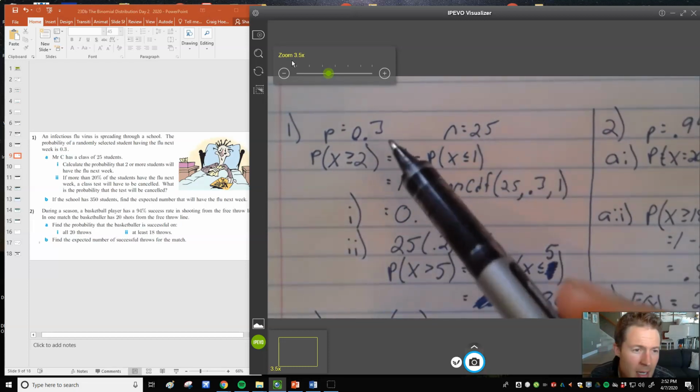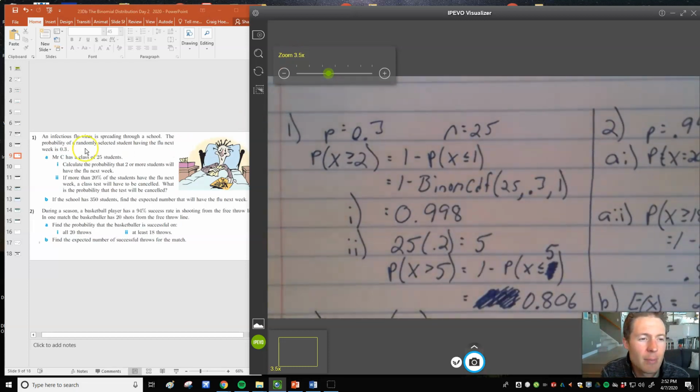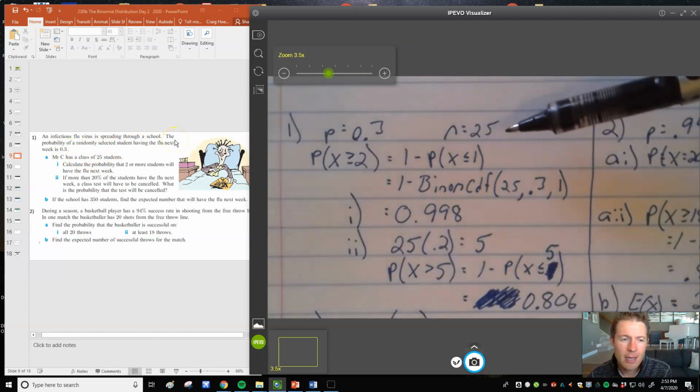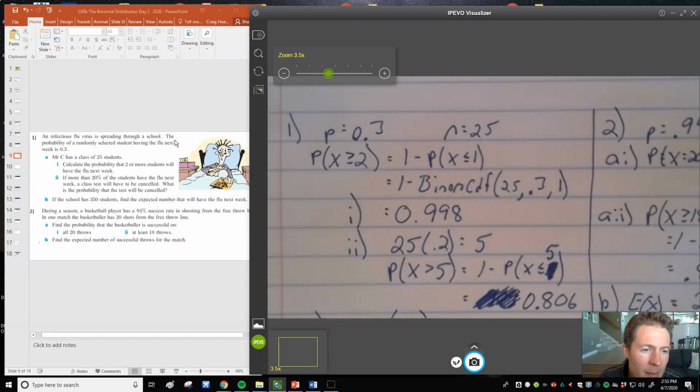Right off the bat, it tells us this is a timely question, the flu virus. This book was published many years ago, so it's just a coincidence that this came up now. It tells us the probability of a student getting this is 30%. We have 25 students, so right off the bat, I'm going to label our probability, our P, and our N. The very first question: calculate the probability that 2 or more students will have the flu next week.